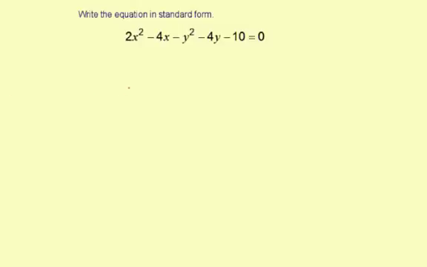Write the equation in standard form. Let's try to identify the type of conic section this is. We have 2x squared and a minus y squared. So we have opposite signs for the x squared and y squared. That means it's a hyperbola.